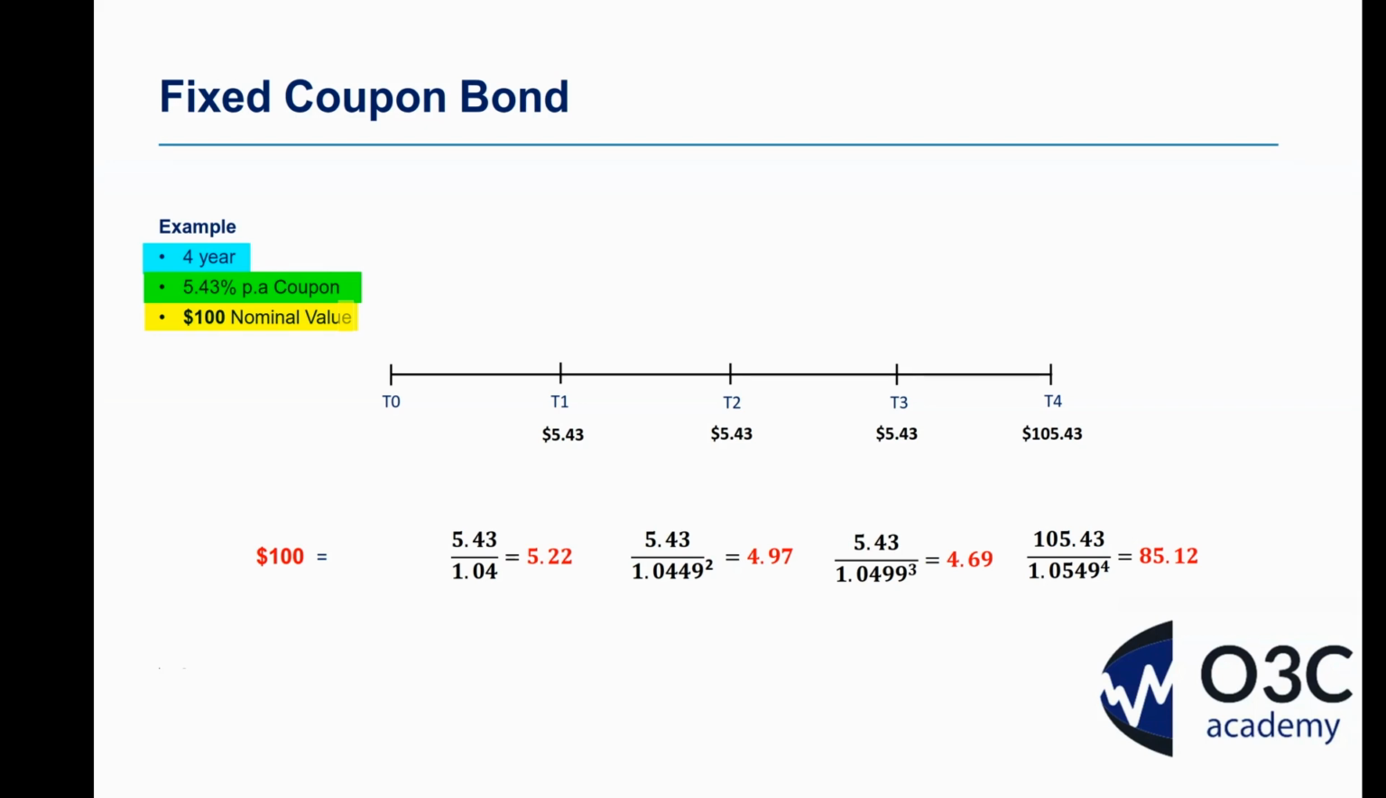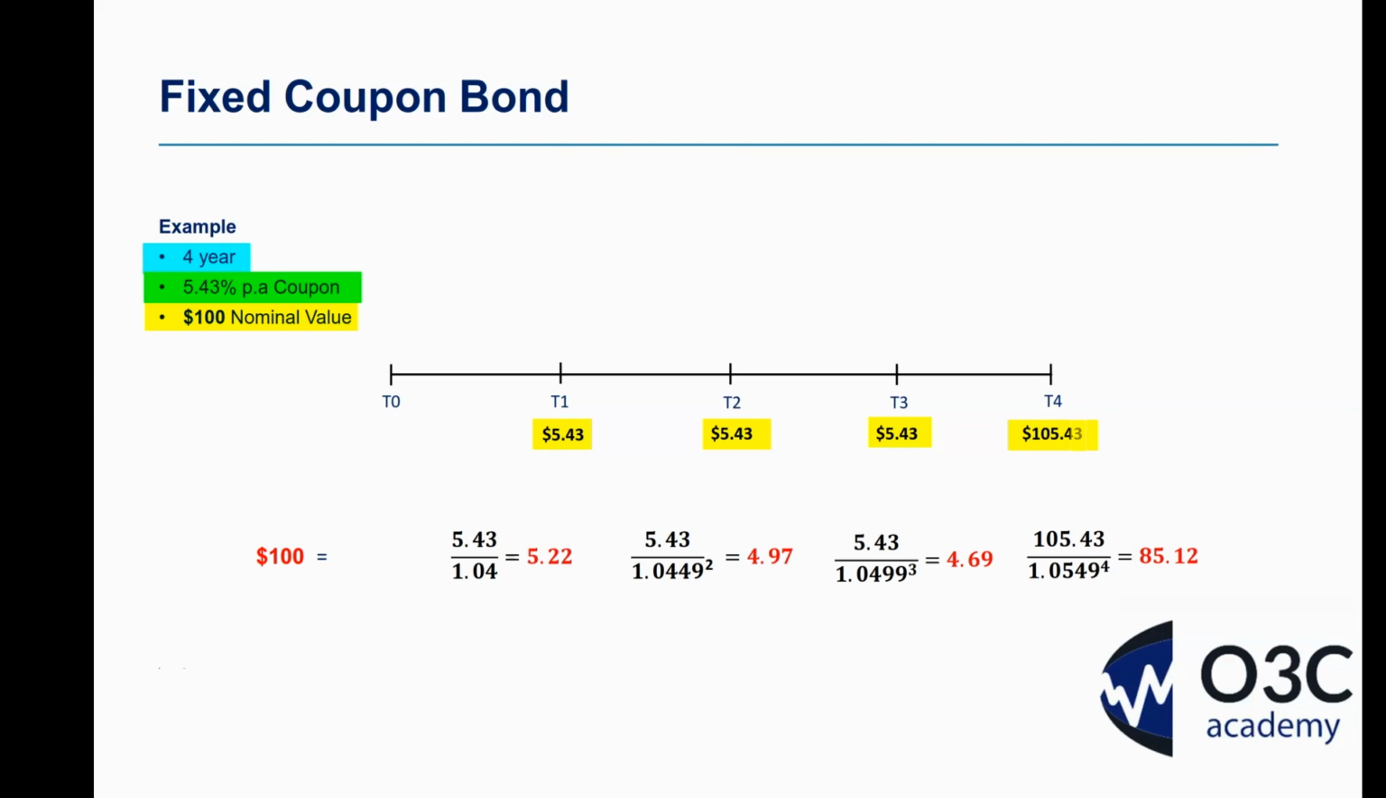So the expected future cash flows on this product would be $5.43 at the end of year one. That's 5.43% of the $100. We'd expect the same at the end of year two, the same at the end of year three. And on the final year, what we're going to get back is the last coupon plus our 100 nominal value. So we get back a total of $105.43. These are future cash flows. What are they worth today?